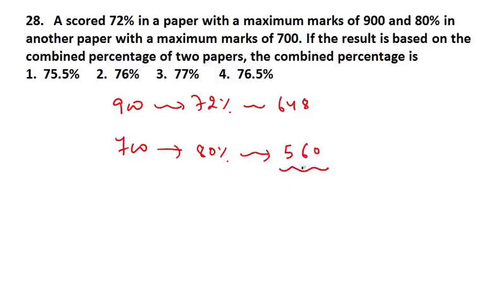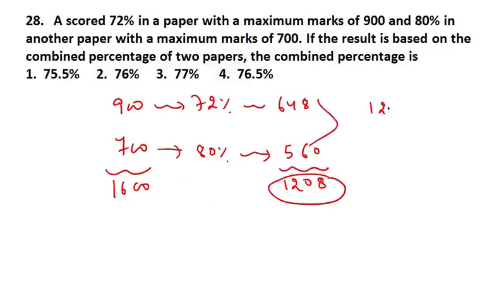So just calculate how much. This is 1208, no wait, 1208 is what he scored, and the total is 1600. Okay, it is asking the percentage, means combined percentage. So 1028 by 1600 into 100. If you cut, how much you get? You get 75.5%. So option 1.